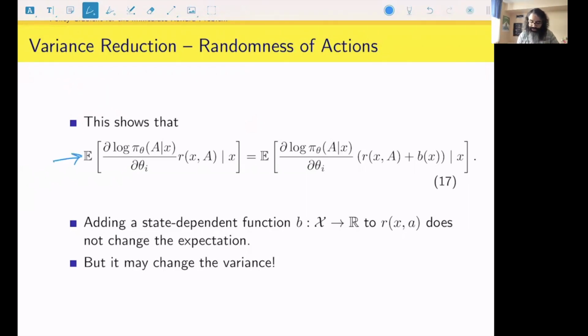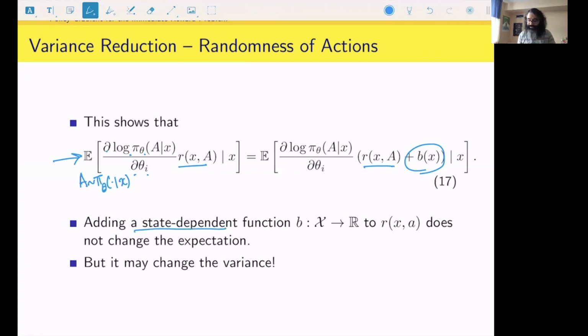So we have an expectation, and the expectation here is coming from pi theta. The derivative of log of pi with respect to theta i times r is equal to the same thing plus b of x. If I add b of x, nothing changes. So that's great. I can add a function to my policy gradient and nothing would change in expectation.